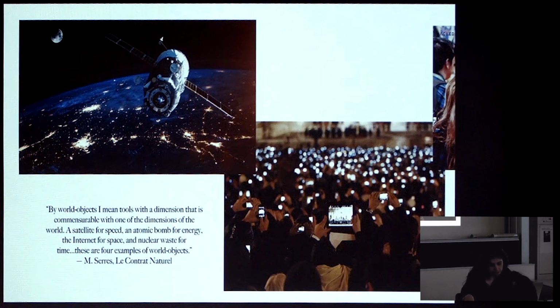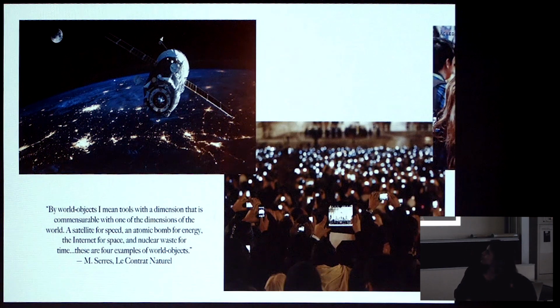There's a French philosopher, Michel Serres, who already thought about this situation. He called these objects world objects. He says that world objects are tools with a dimension that is commensurable with the dimensions of the world. A satellite for speed, an atomic bomb for energy, the internet for space, nuclear waste for time. These are four examples of world objects. What is amazing is that, before we reached this decentralization of technology, world objects were only natural, like a glacier, or a huge canyon, or the ozone layer that is covering the earth. Never before did we have these human-made objects that reach the scale of the planet, like we have with cities, and this also questions the idea of what is nature.